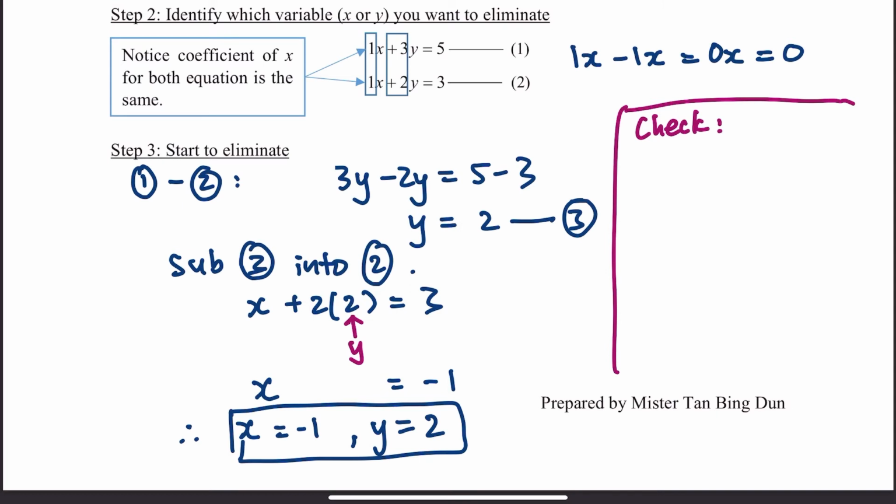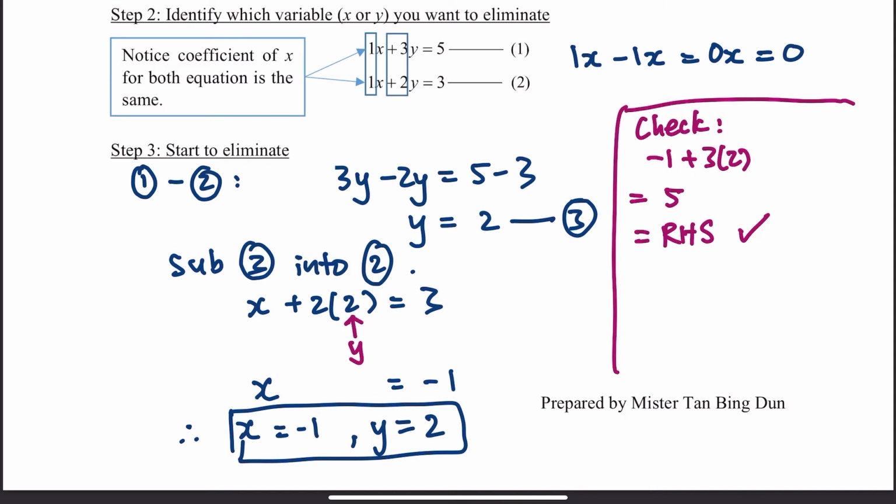So what happens is x equals to negative 1. So on the left hand side, I have negative 1 plus 3 times of y, which is 2. Alright, and this gives us 5, which is the same as the right hand side of the equation, and therefore we conclude that our set of solution actually fulfills equation 1, making the left hand side and right hand side consistently equal. Alright, so that is for example 1a.